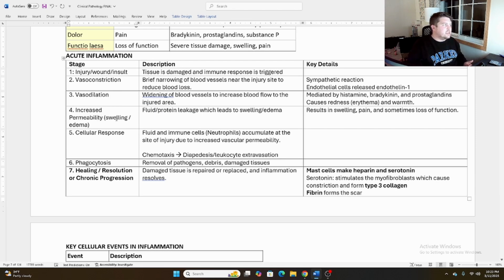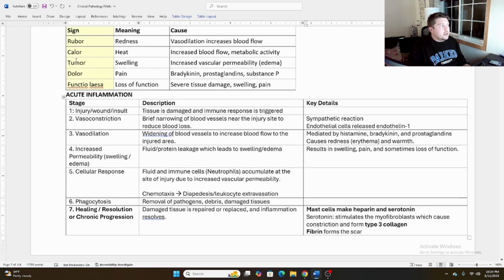What this is saying is because we have vasodilation, the pressure of the blood, more blood flow means greater pressure, specifically greater hydrostatic pressure. And that is actually going to force more fluid, more nutrients, more of those immune cells out of the blood vessel and into the surrounding tissue. And that is where the swelling and the edema come from. That results in the swelling, the tumor, the pain, the dolor, and then also that functio laesa, that loss of function.